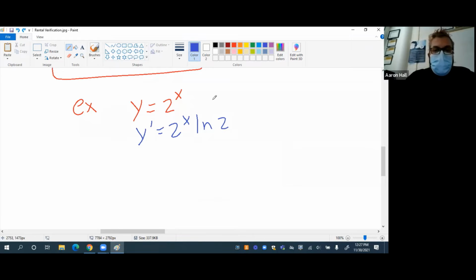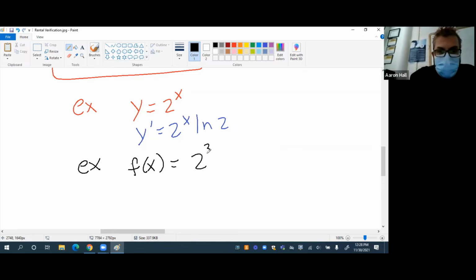So let's do another one. Another. So for these we want to find the derivative, right? So I have f of x equals 2 to the power of 3x.